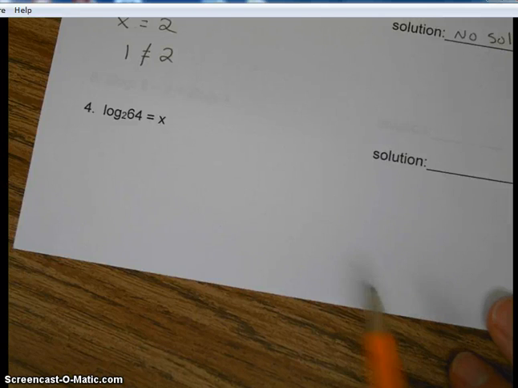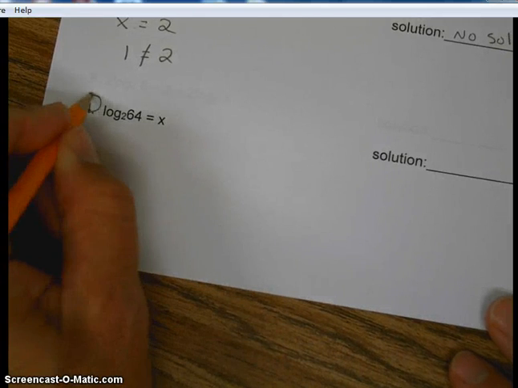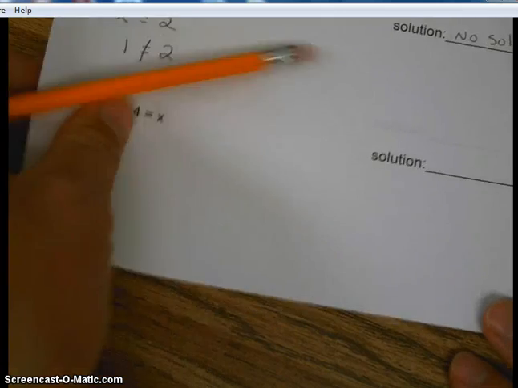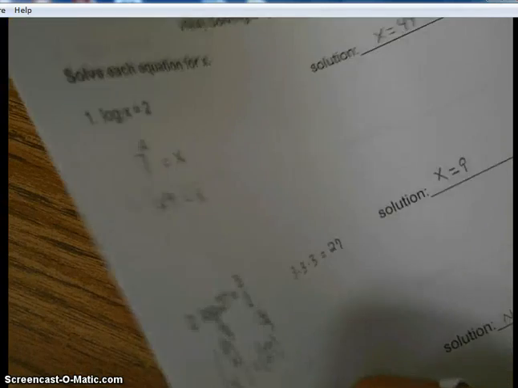Okay, number 4. I'll check that one. You guys do that one on your own. Set it up and solve it. Okay, turn your paper over. Let's keep moving.